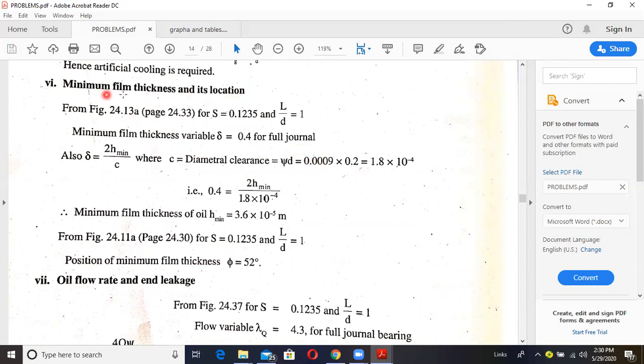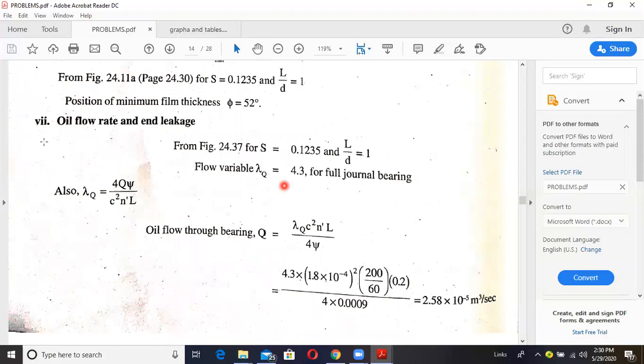To calculate minimum film thickness, we refer to this formula. It has two unknowns, delta and C. Delta can be calculated using this figure, and then we can calculate h minimum. Its location is from figure 24.11a based upon S and L by D. This is the sixth step, and the seventh step, the last step, is oil flow rate and end leakage.